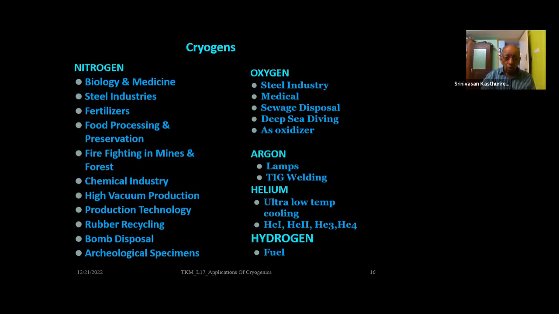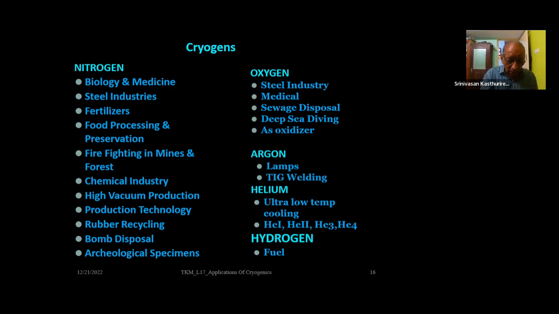Argon, for example, is used in argon lamps, and TIG welding is the utility for argon-based welding. Then you have ultra low temperatures, helium cooling: helium-1, helium-2, helium-3, and helium-4. Out of this, helium-1 and helium-2 are two different states of helium. Liquid helium remains as a normal fluid, and then it also remains as a superfluid. The state helium-2 refers only to the superfluid state.